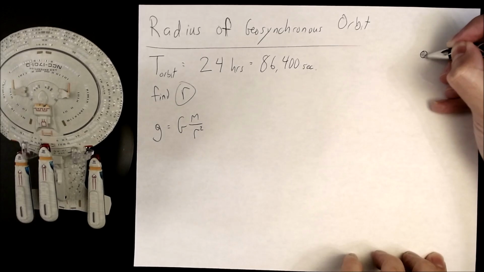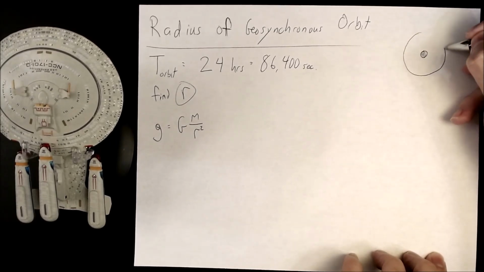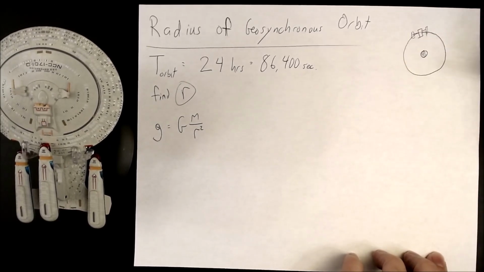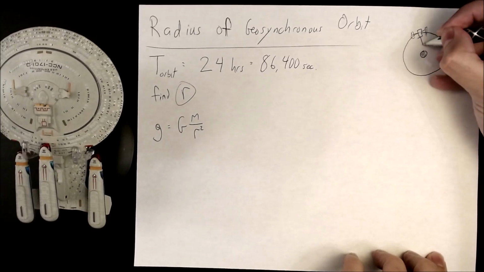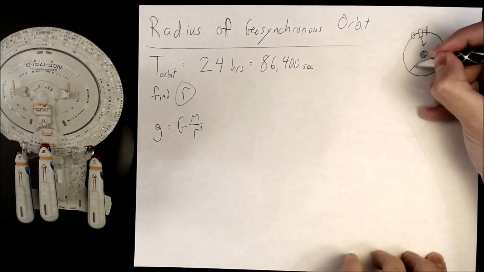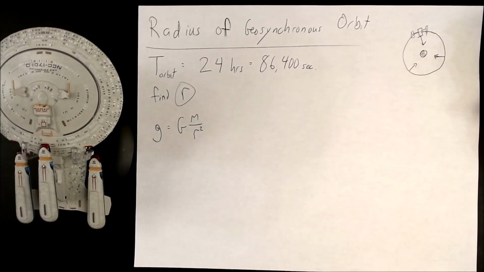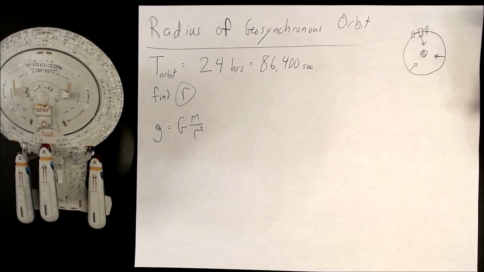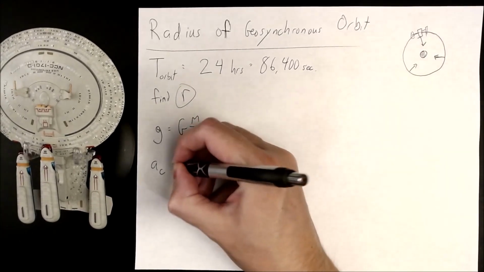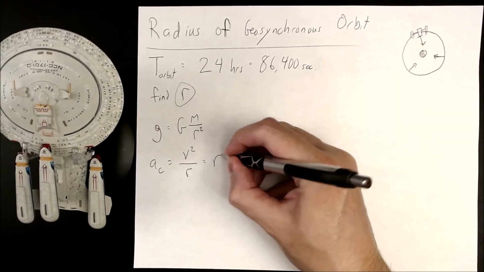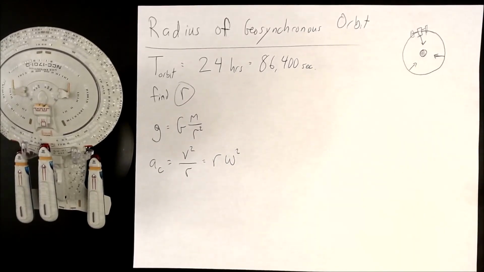If I have Earth here, and I have my satellite orbiting the Earth, here's the satellite, what is the direction of gravity? Well, it's always inward. That is the direction of the force of gravity, and the acceleration due to gravity, because acceleration always lines up with force. If it's always pointing inward, then what clue does that give us? Yeah, we should probably be using that the centripetal acceleration is equal to v squared over r, which is also equal to r omega squared.